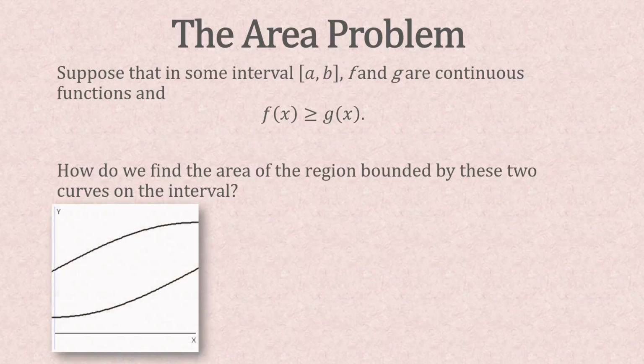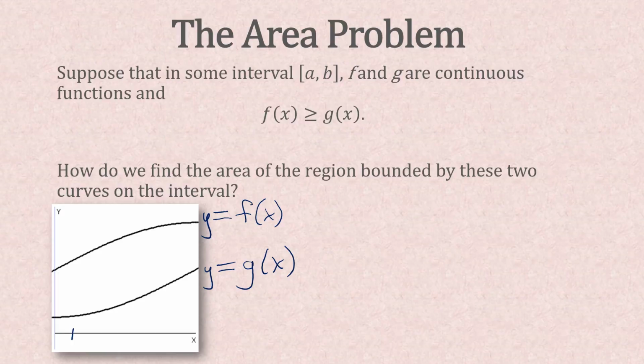So if we get ourselves a function to look at, and f of x is bigger than or equal to g of x, which means that this top function here, that's our f of x, and that bottom function here, that is our g of x. And we want to figure out how we determine the area of the region enclosed or bounded by these two curves on that interval.